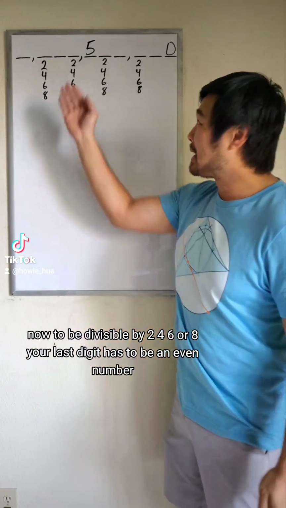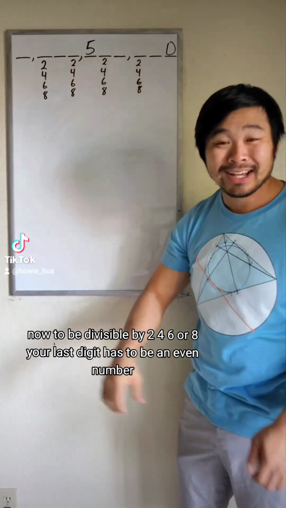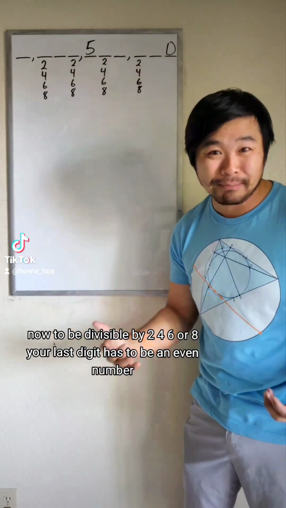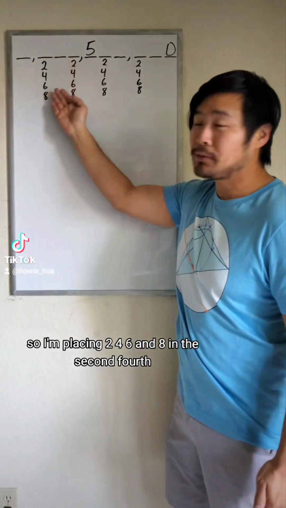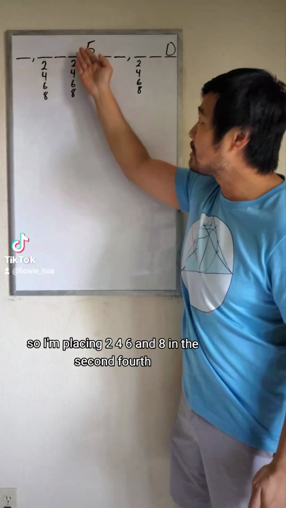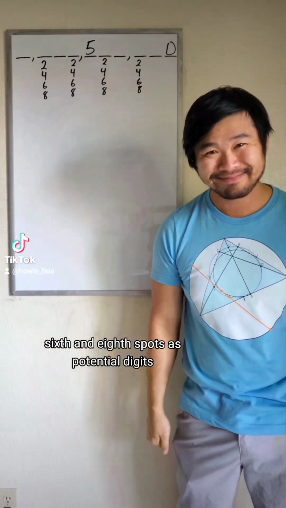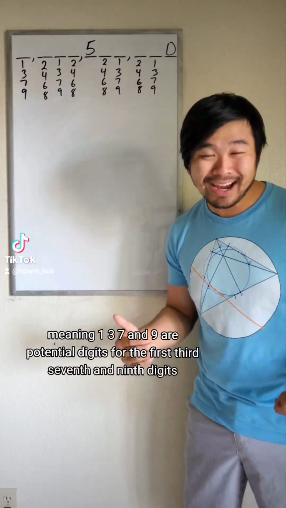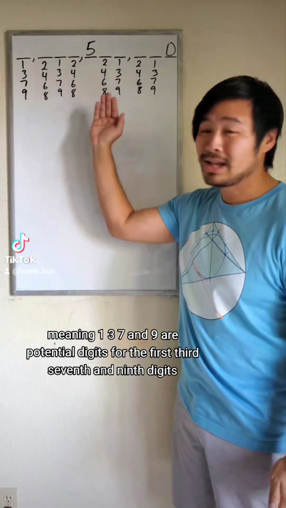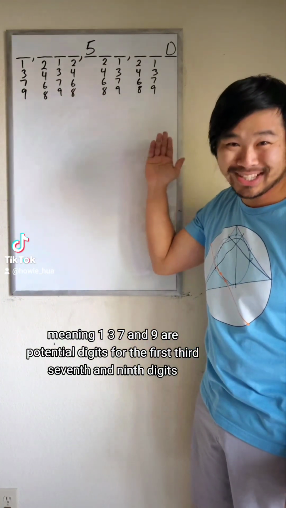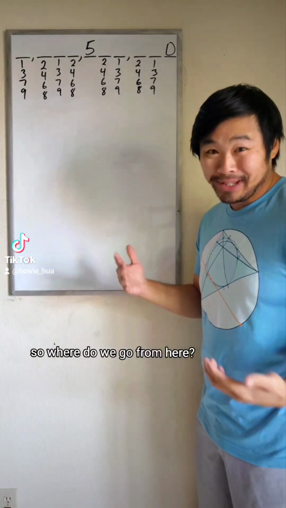Now, to be divisible by 2, 4, 6, or 8, your last digit has to be an even number. So I'm placing 2, 4, 6, and 8 in the 2nd, 4th, 6th, and 8th spots as potential digits. Meaning 1, 3, 7, and 9 are potential digits for the 1st, 3rd, 7th, and 9th digits. So where do we go from here?